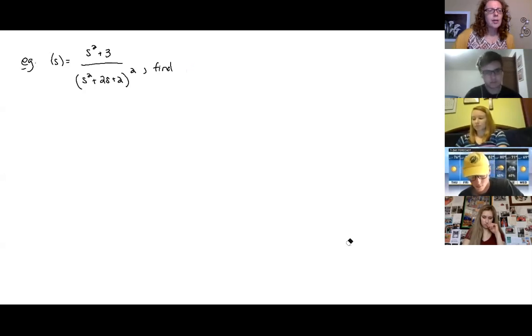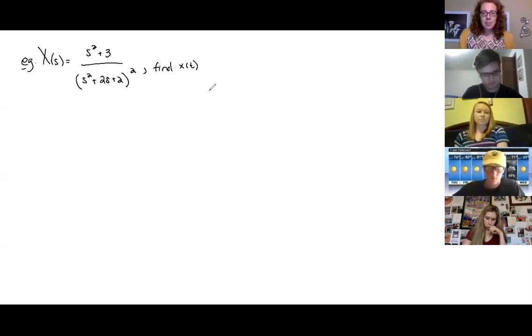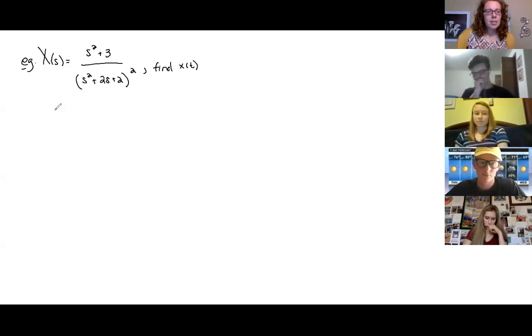Doesn't matter what you call it, but I've been calling it x for a while. So let's go with capital X of S and find little x of t. Okay, so I'm going to need to complete the square in the denominator. We can do that. We did this. This is the other completing the square example.